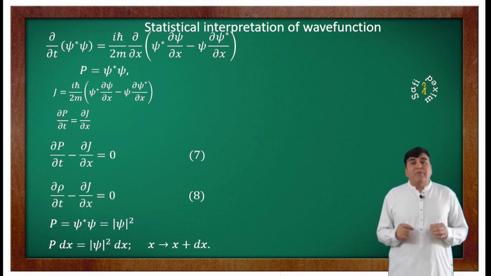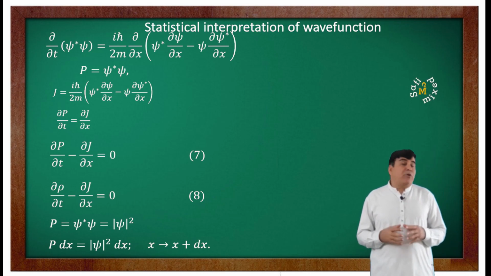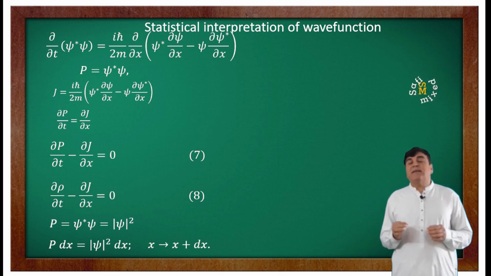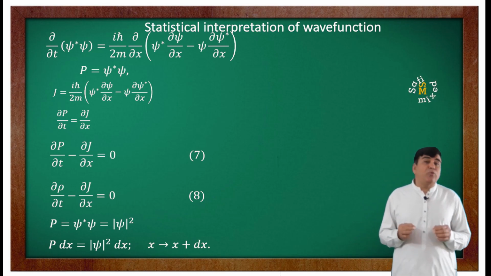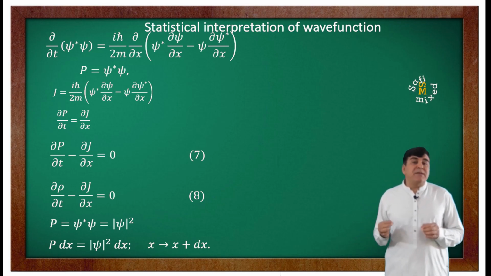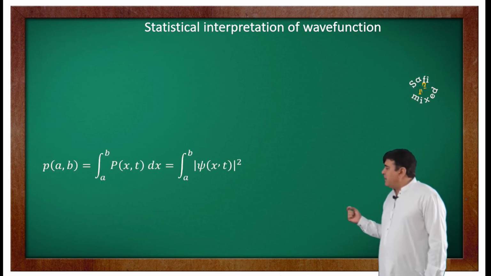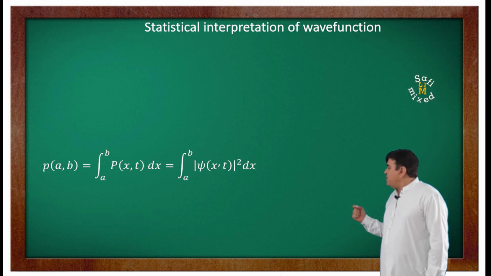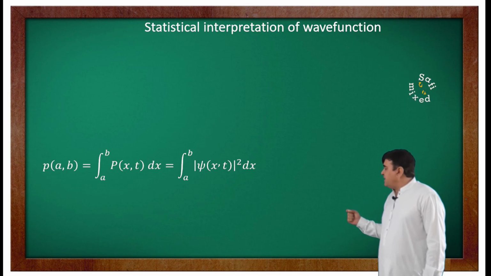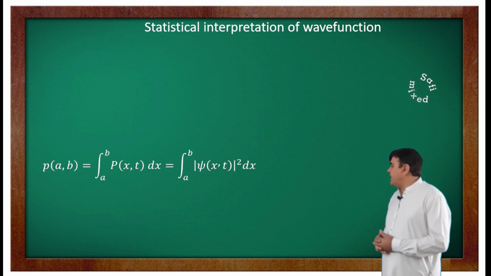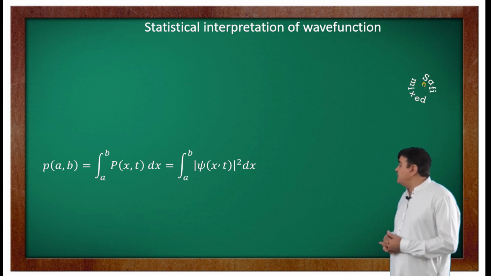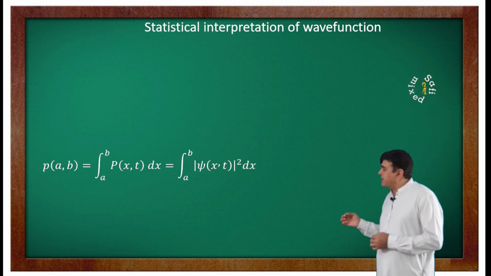So in the case of continuous probability distribution, the probability of finding the particle in a certain length element between two points A and B can be expressed in the form: the probability of finding the particle between points A and B equals the integral between A and B of the probability density P times dx, which in turn can be expressed as the integral from A to B of the absolute square of psi of x times dx.